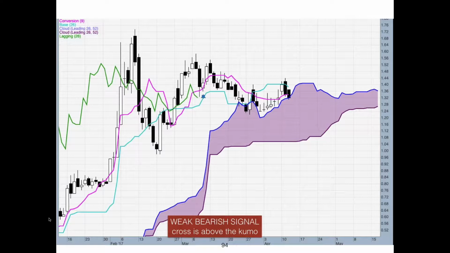So the weak bearish signal may or may not result in a drop in prices because this signal happened above the Kumo. This might be a temporary or short-term price correction, and if Tenkan-sen is able to make its way above the Kijun-sen once again, then that move is invalidated.